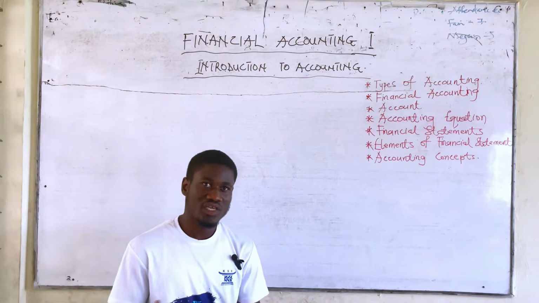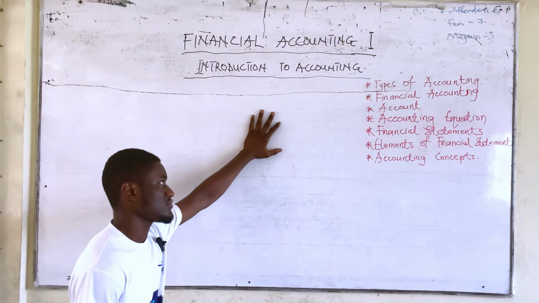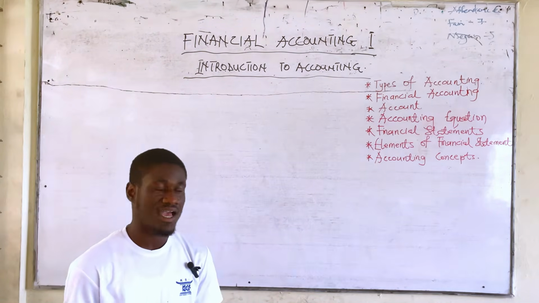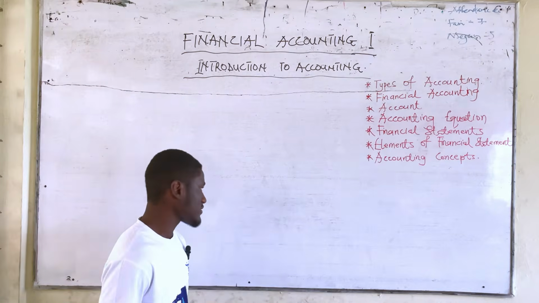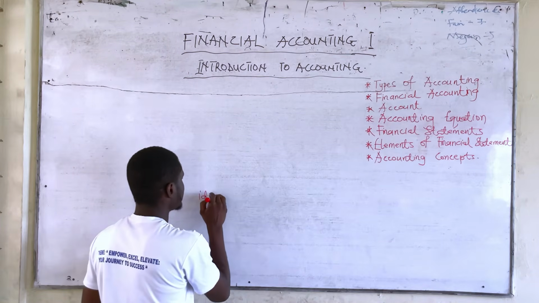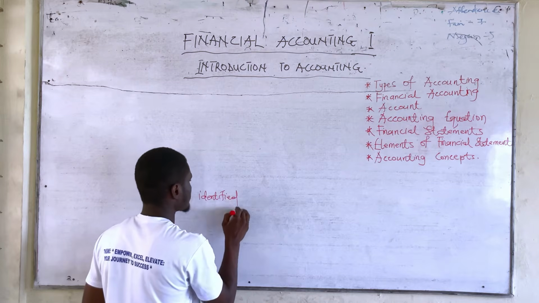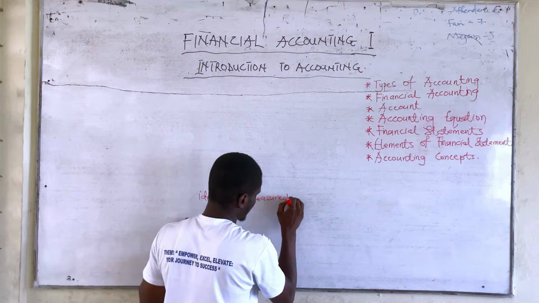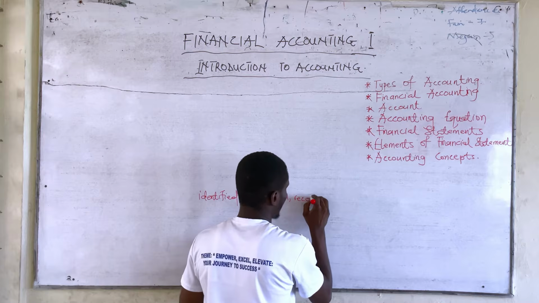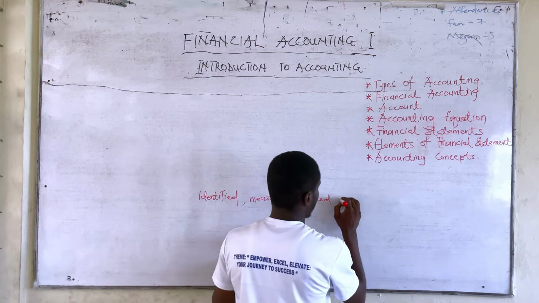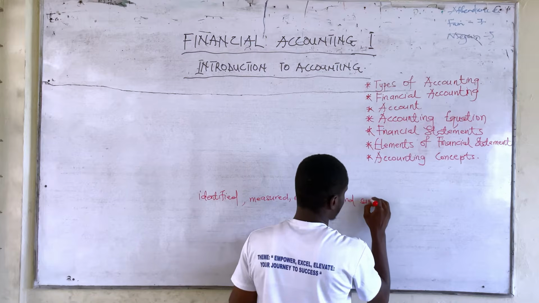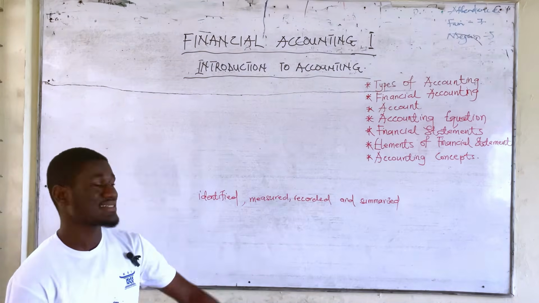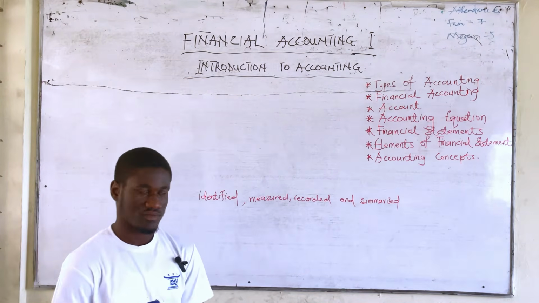Good. We can also say that financial accounting is a system by which the economic information of an entity's activity is identified, measured, recorded, and summarized so that it can be communicated to users for decision making.